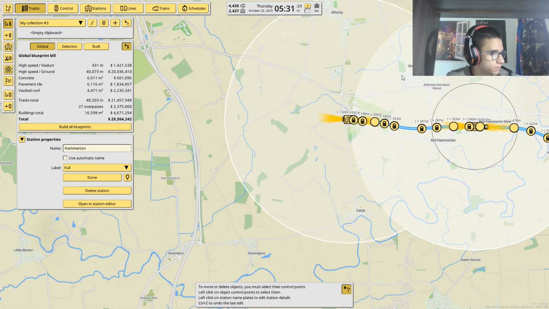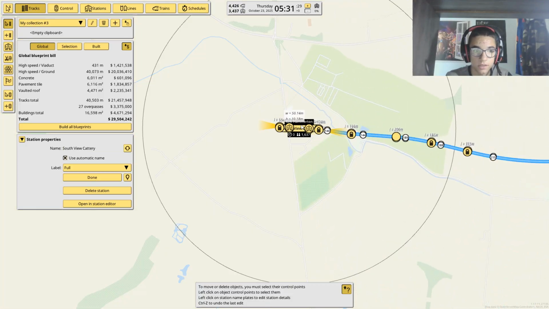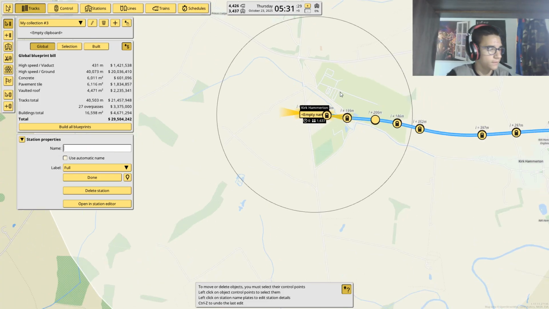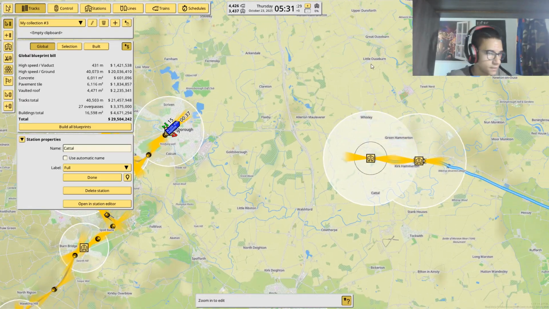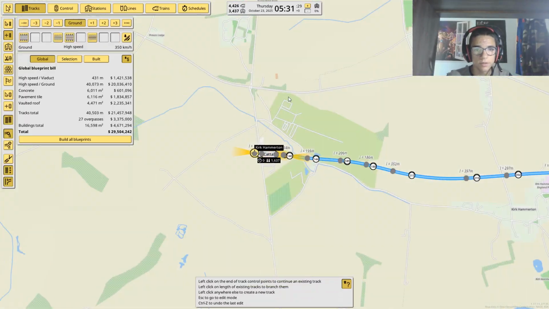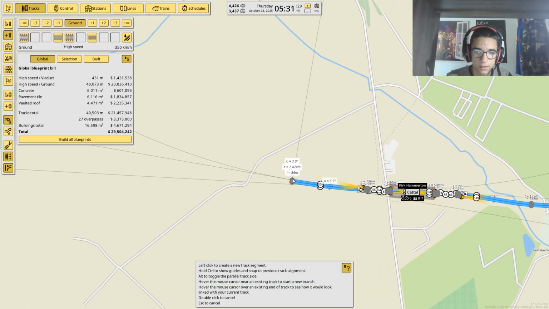For some reason, I think it should be renamed to Kirk Hamilton. And that should be, oh my god, that should be Cattery. That's just Cattle. I think it's Cattle. Cattle. There we go, and that is it. So we need to just keep going on this line.